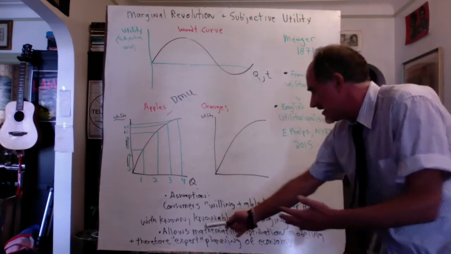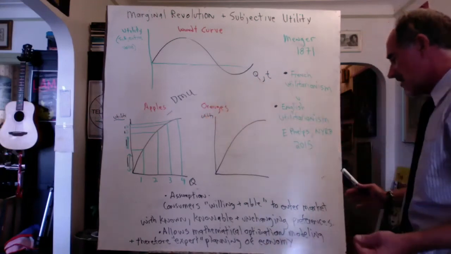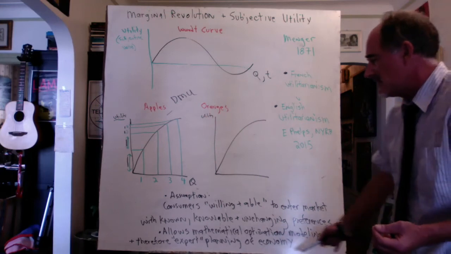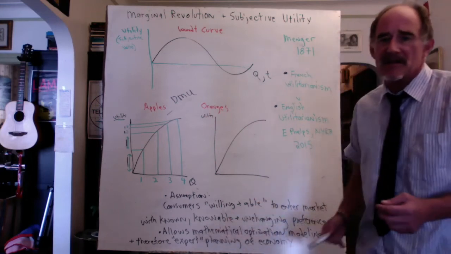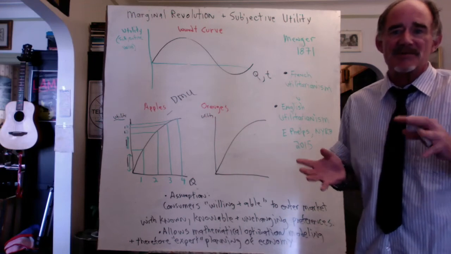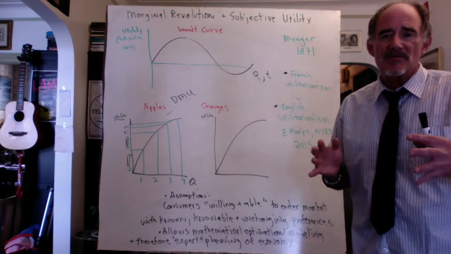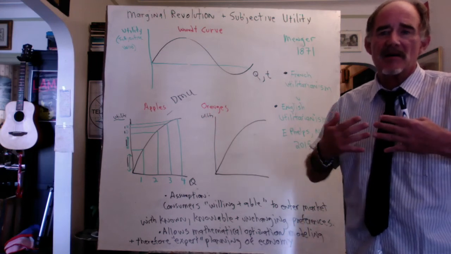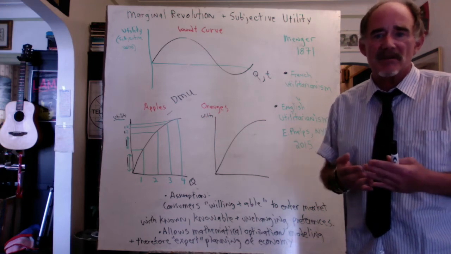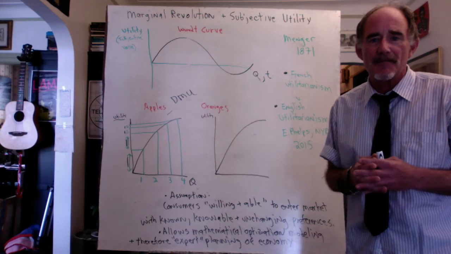And these assumptions then allow mathematical optimization modeling, and therefore expert planning of the economy. So the whole idea of original subjective utility has kind of been turned on its head due to economics becoming a profession with experts given special privilege under law to manage the economy by the state.